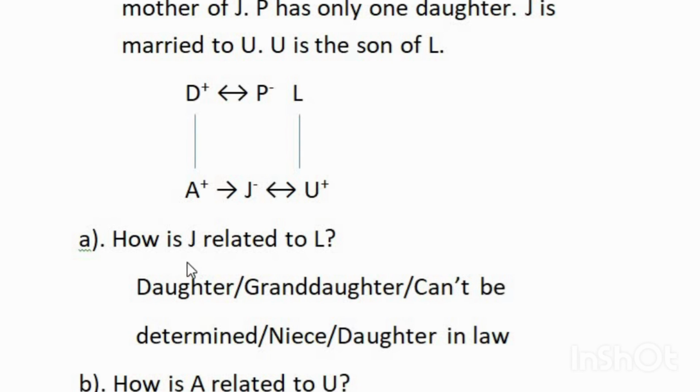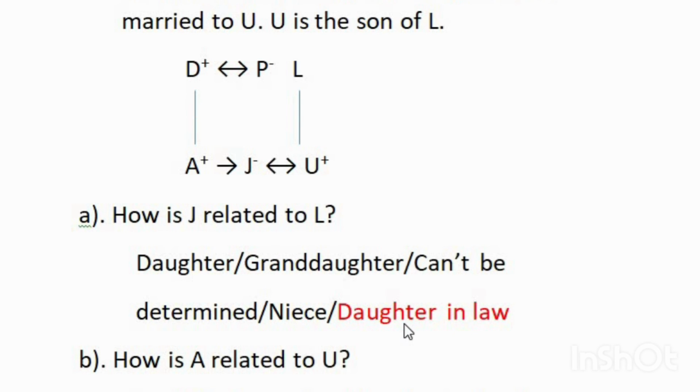Going to the first question, how is J related to L? J is the daughter-in-law of L because U is the son of L and J is the wife of U. Therefore, definitely J will be the daughter-in-law of L. So, fifth option is the answer.